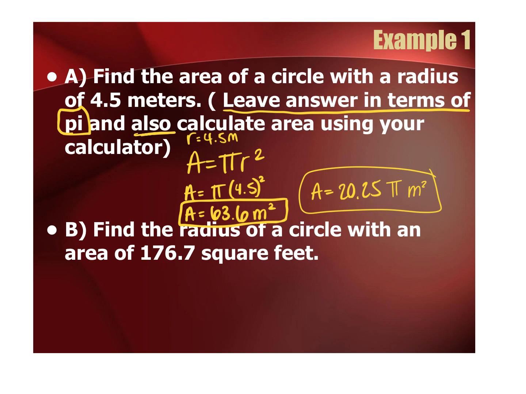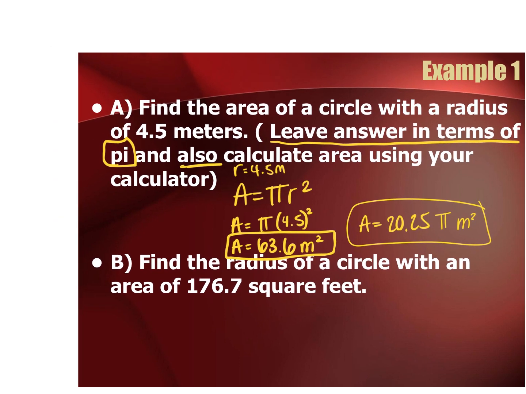Why do you get the second answer? Because of that portion of the instructions that's in parentheses. We wanted one answer where we left it in terms of pi and calculate the area using your calculator. So actually physically type in the pi button. Okay? Good questions. What other questions do we have on this example?